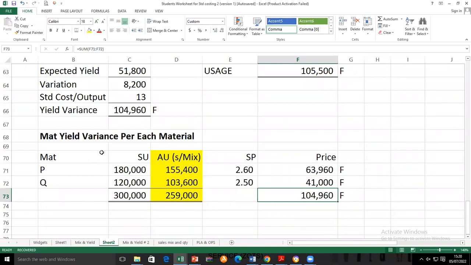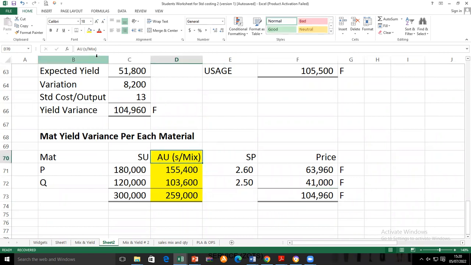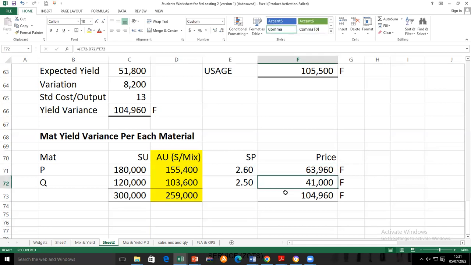The material yield variance per material, we take the standard usage, actual usage, but this actual must be in line with the standard mix. Now we have answered the question. So the exam, I want it to be broken down like this.